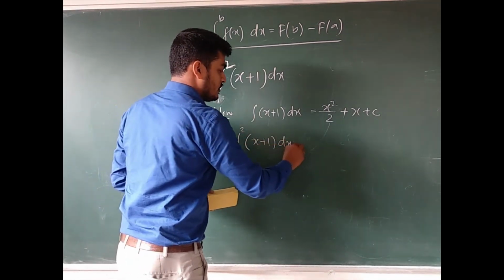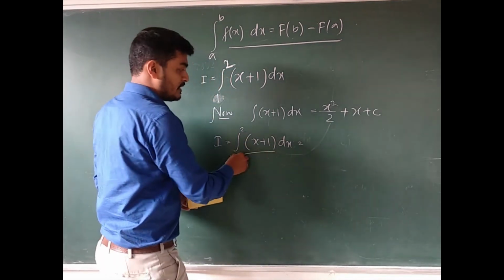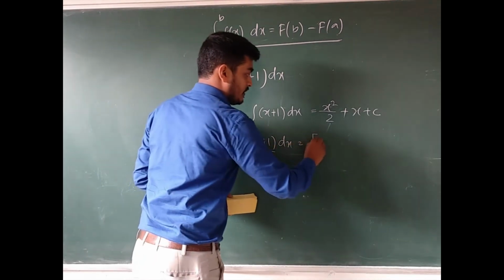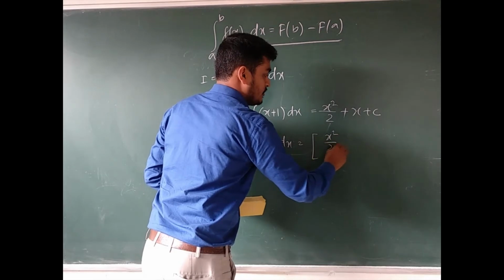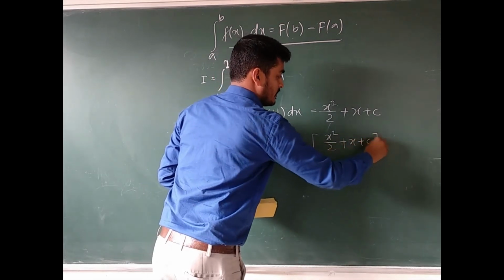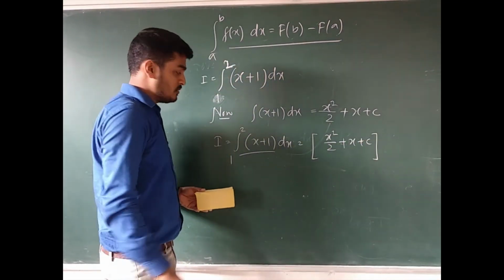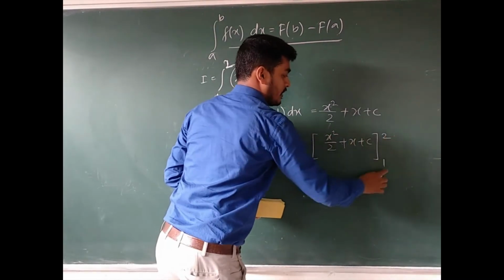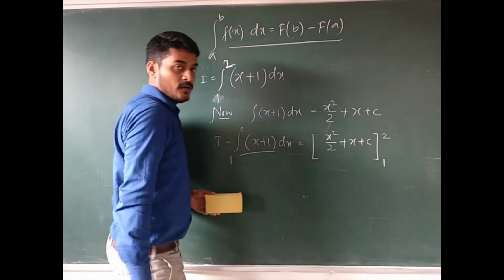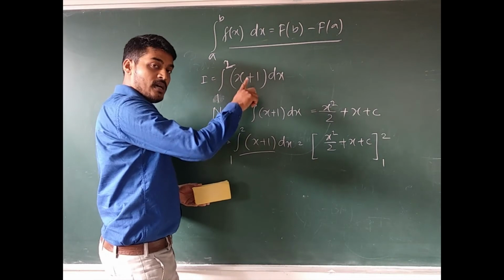We will try to find it out. What is its indefinite integral value? The indefinite integral value is x squared by 2 plus x plus c. Write down the indefinite integral value, then you have to write down the limits, upper limit and lower limit. One is the lower limit, and two is the upper limit.